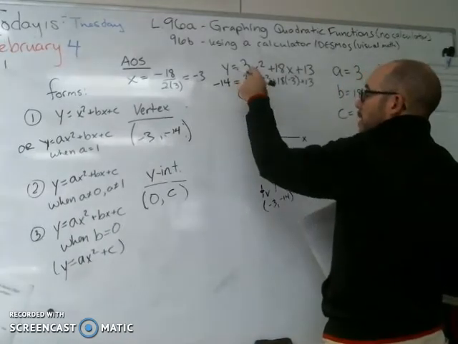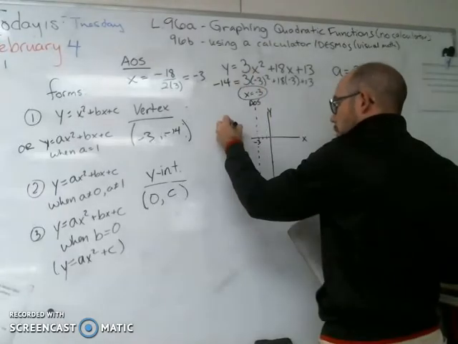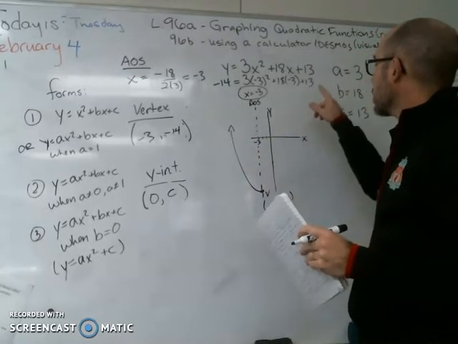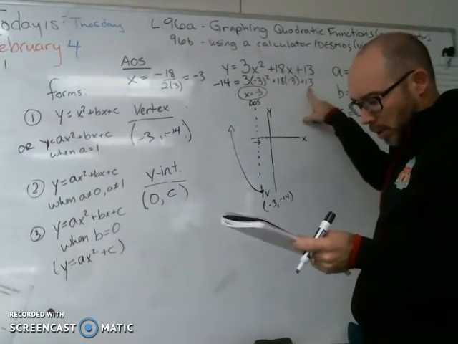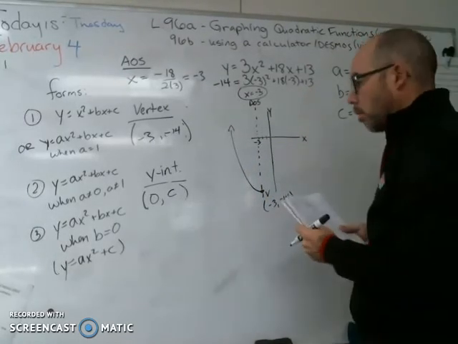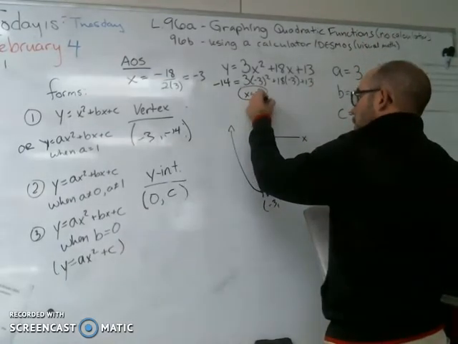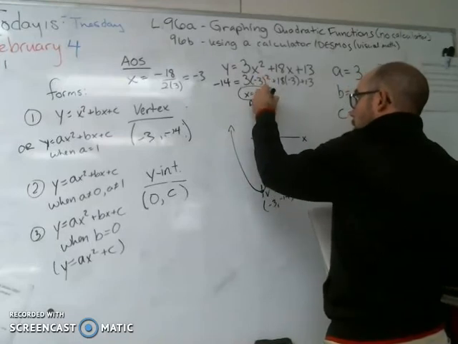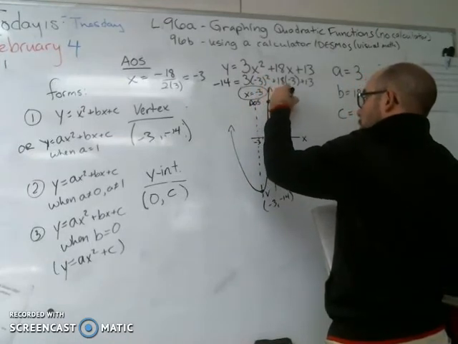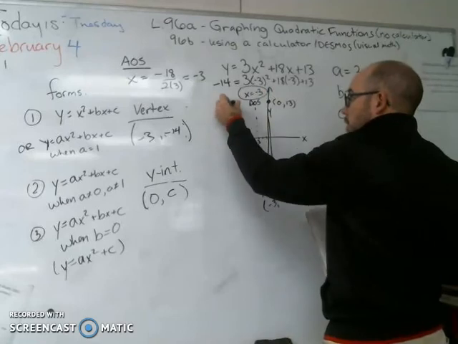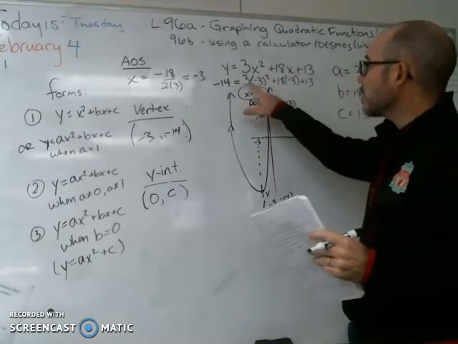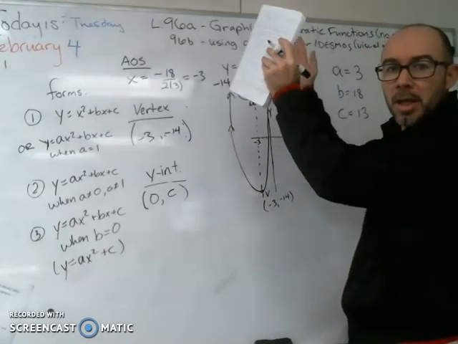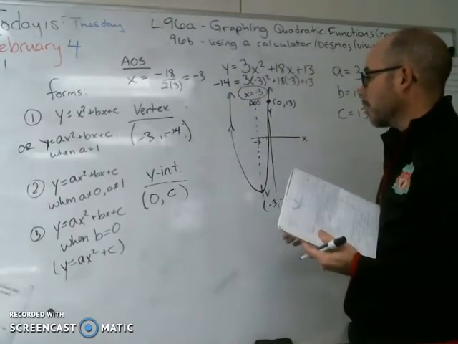This one opens up because that's positive, so it's going to go something like this, and I need to find out where it crosses the axis, and this says that it's at plus 13. Oh man! So I would have way up here somewhere. This is a really skinny one, but there you go. There's our point 0, positive 13. Skinny because we multiplied it by 3 here, and multiplying by 3 in the front really narrows our parabola.